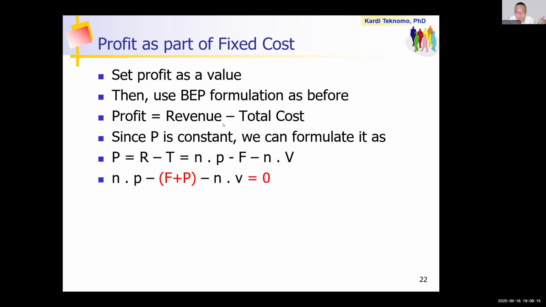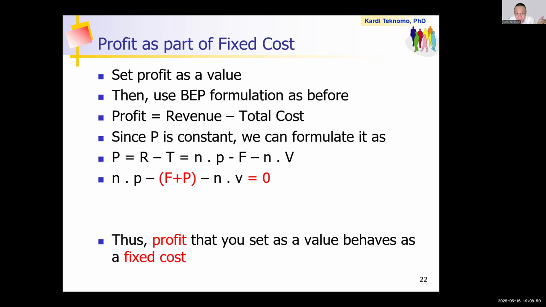So let's say you want to use profit as fixed cost. Remember, profit equals revenue minus total cost. Because P is constant, you will see this value. Remember, NP is revenue, minus F, minus NV. Then I can put this P on the other side. Can you see? Then I equate this to 0, right? Then from here, we can use algebra.